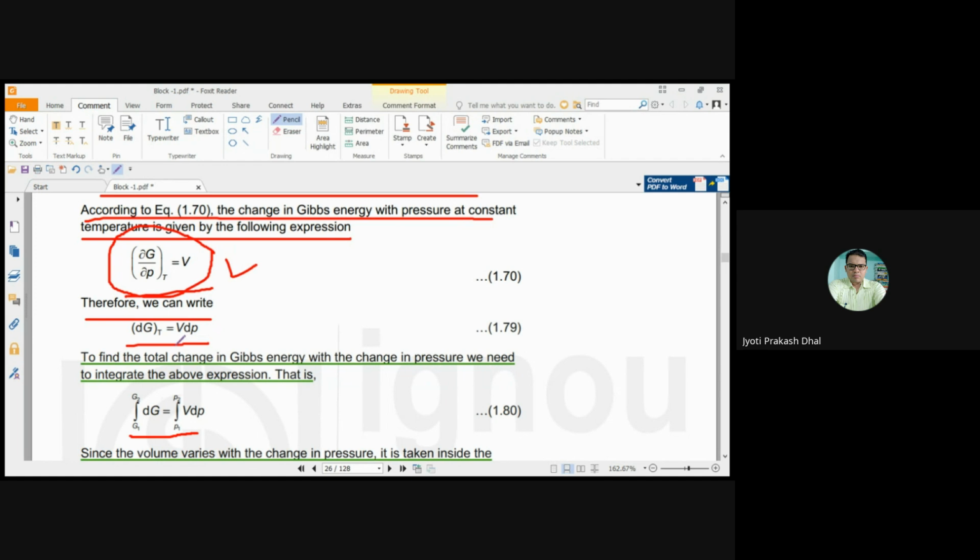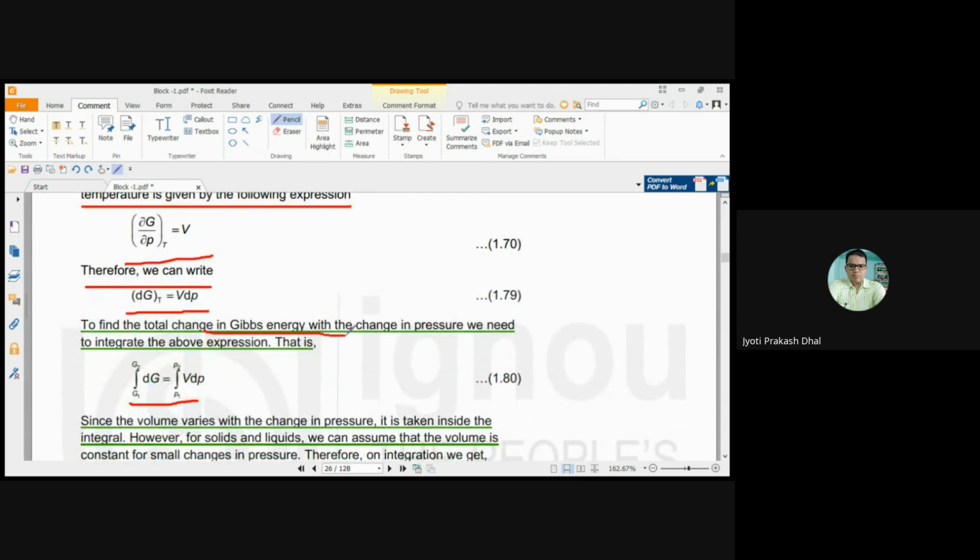Therefore, we can write dG at constant temperature equals VdP. So the dP term moves to the RHS. To find the total change in Gibbs energy with respect to change in pressure, we need to integrate this equation 1.79.